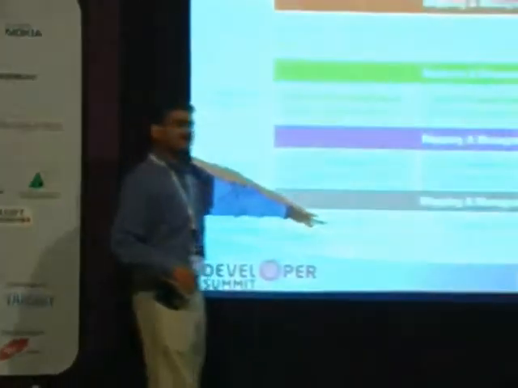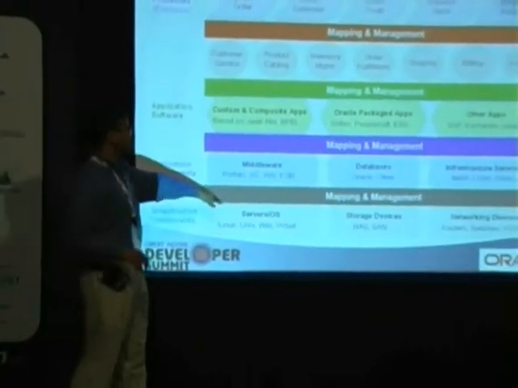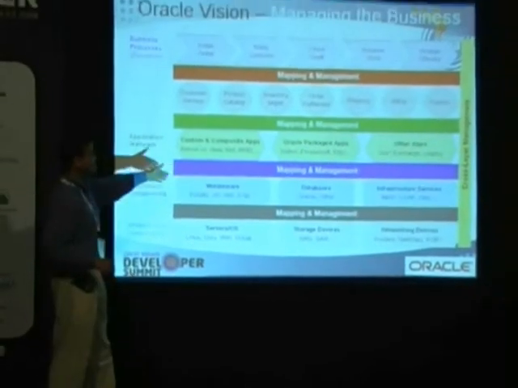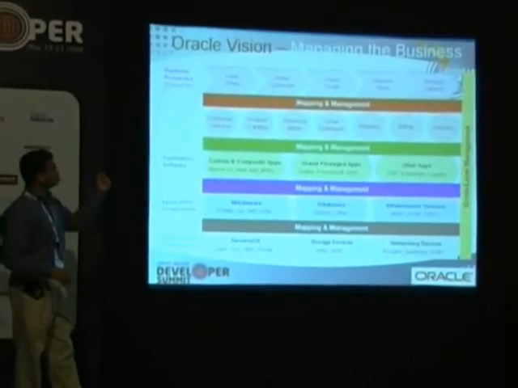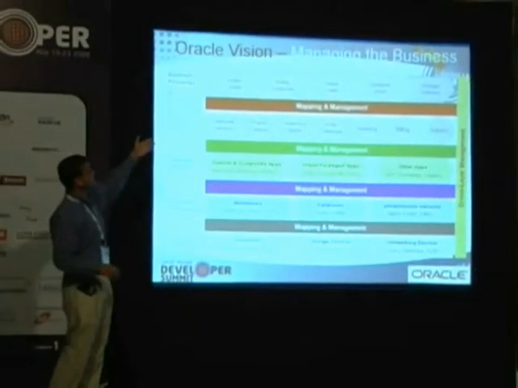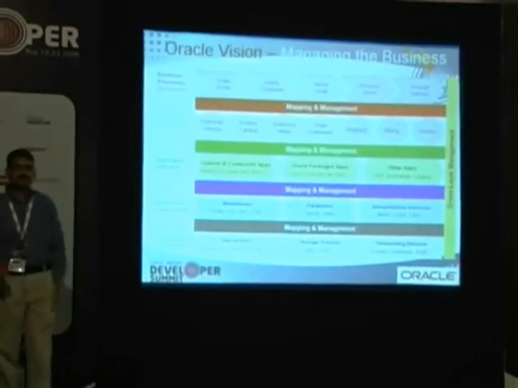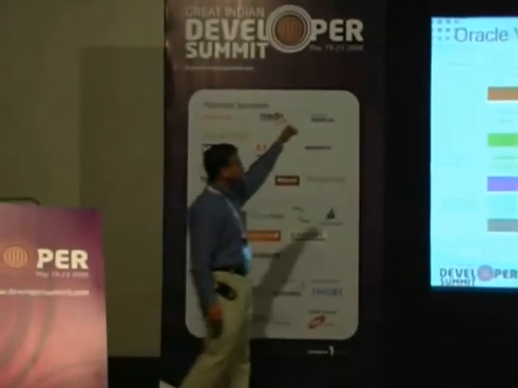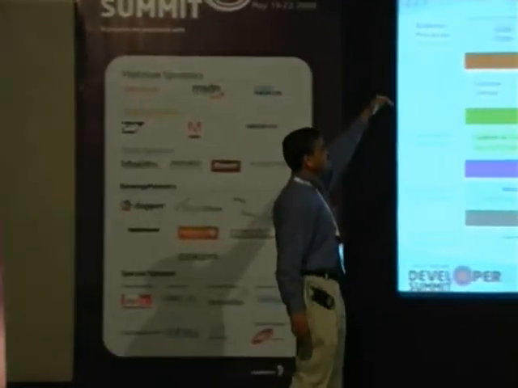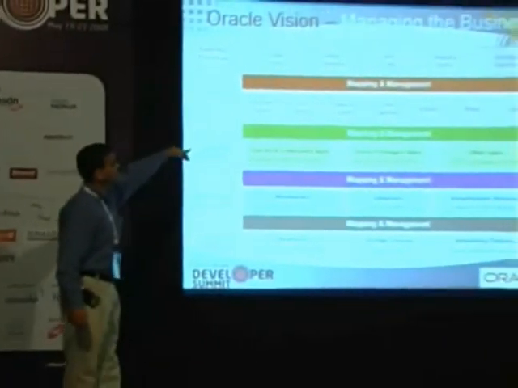We need some management solution at the host and storage device level, some management solution at the middleware and database level, some management solution at the different services level, and some management and mapping at the business process level. And whenever somebody wants to look top down, they should have a proper mapping between these levels.